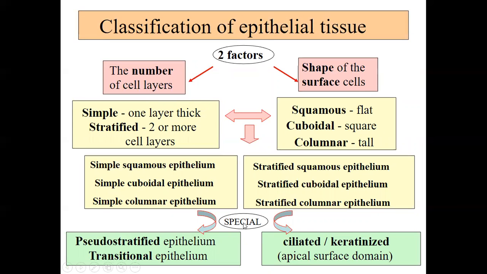And then we also have special types of epithelium. Okay, we have the pseudostratified epithelium and also the transitional epithelium. Later we're going to discuss further on these special types of epithelium. And then we also have special components that are present on the apical surface domain, whether there is a presence of cilia, or there is a presence of keratin, keratinized.